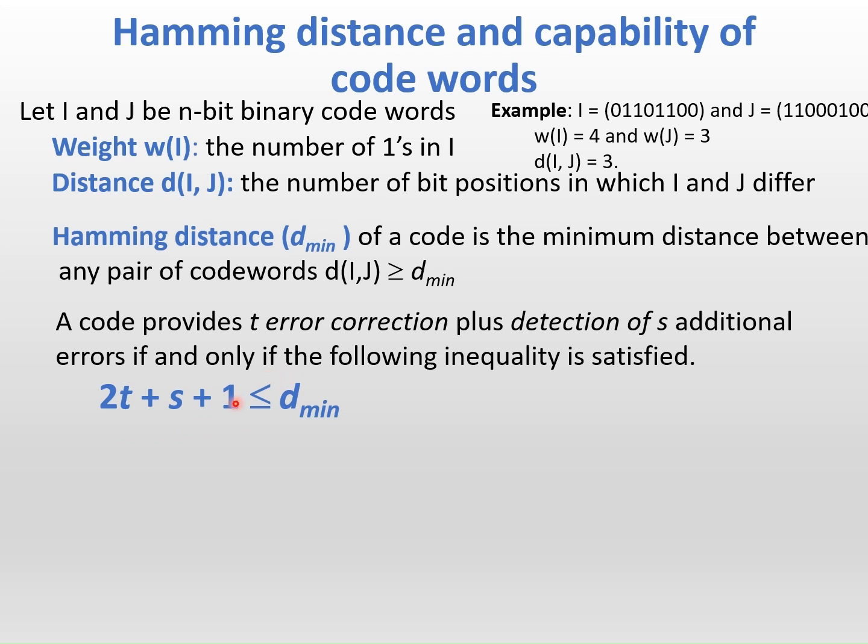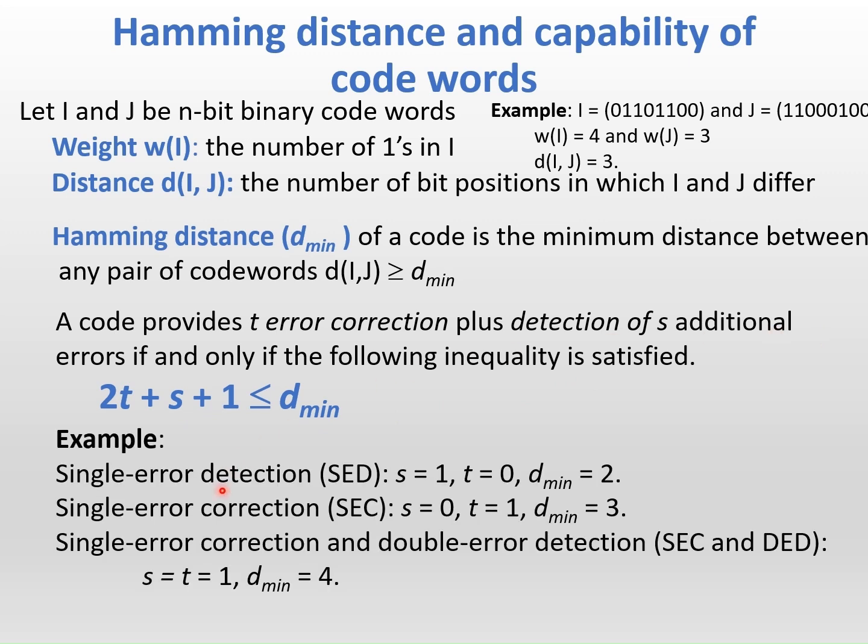And that is given by a formula which is given here: 2t plus s plus 1 has to be less than or equal to d minimum. D minimum is the Hamming distance, t is the number of errors it can correct, s is the extra errors that can be detected, and this 1 is a constant. Now if we put numbers in there, if s equals 1 and t equals 0, then d minimum required is only 2. With a minimum Hamming distance of 2, only single error detection is possible, no correction is possible. But if d minimum equals 3, we can make t 1 and s 0, and then we can have single error correction or SEC. So this formula is very important, it tells how many errors can be detected and how many errors can be corrected, and this d minimum is called the Hamming distance, which is the minimum distance between the code words.